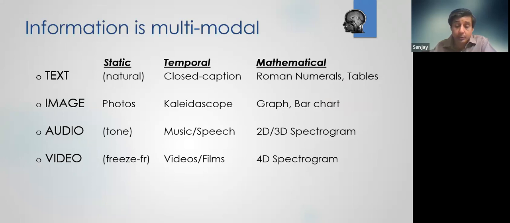And again, mathematically, you can have encoding using what are known as 4D spectrograms, which are a little more complicated, but effectively they're like 2D and 3D spectrograms, except they include the time component because video has time. So these are important elements to understand about information.